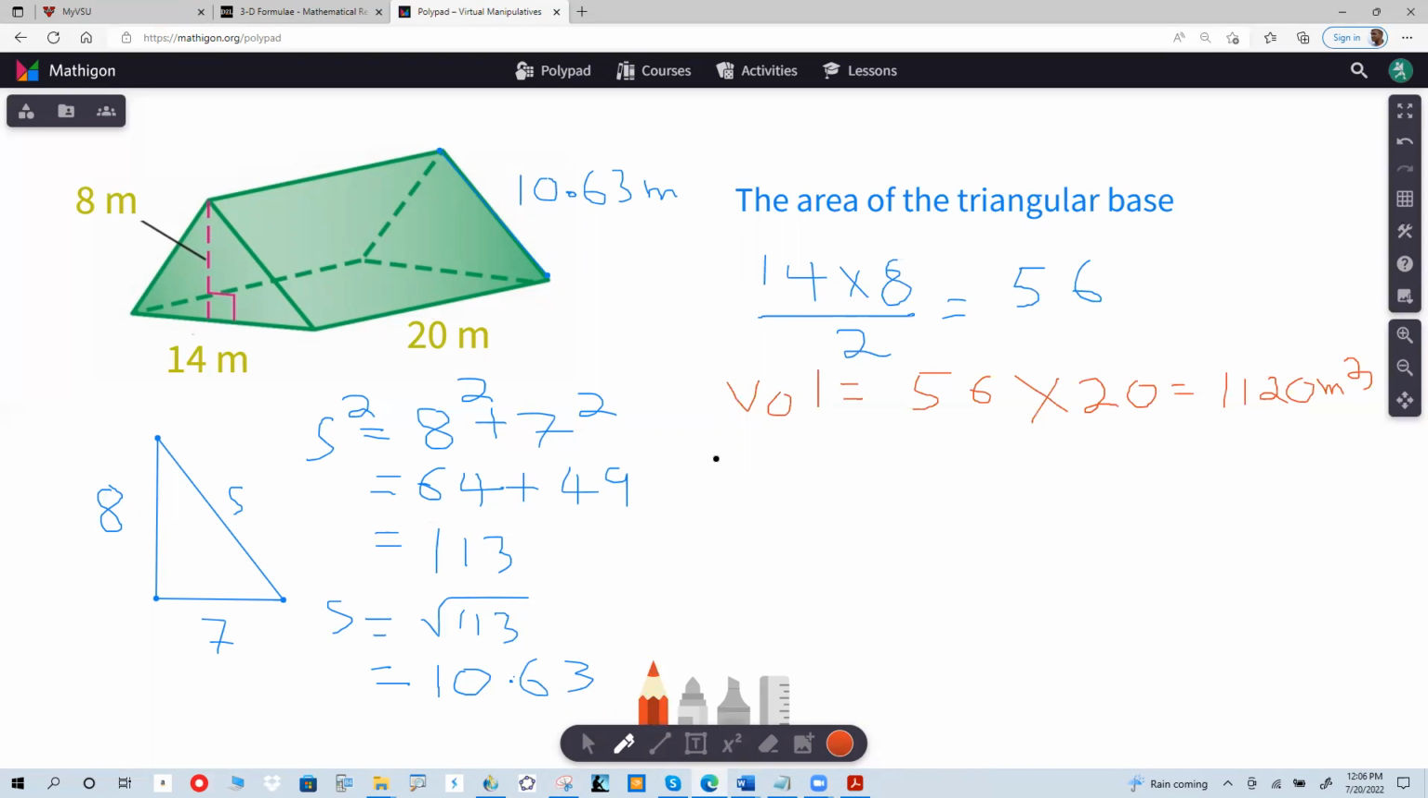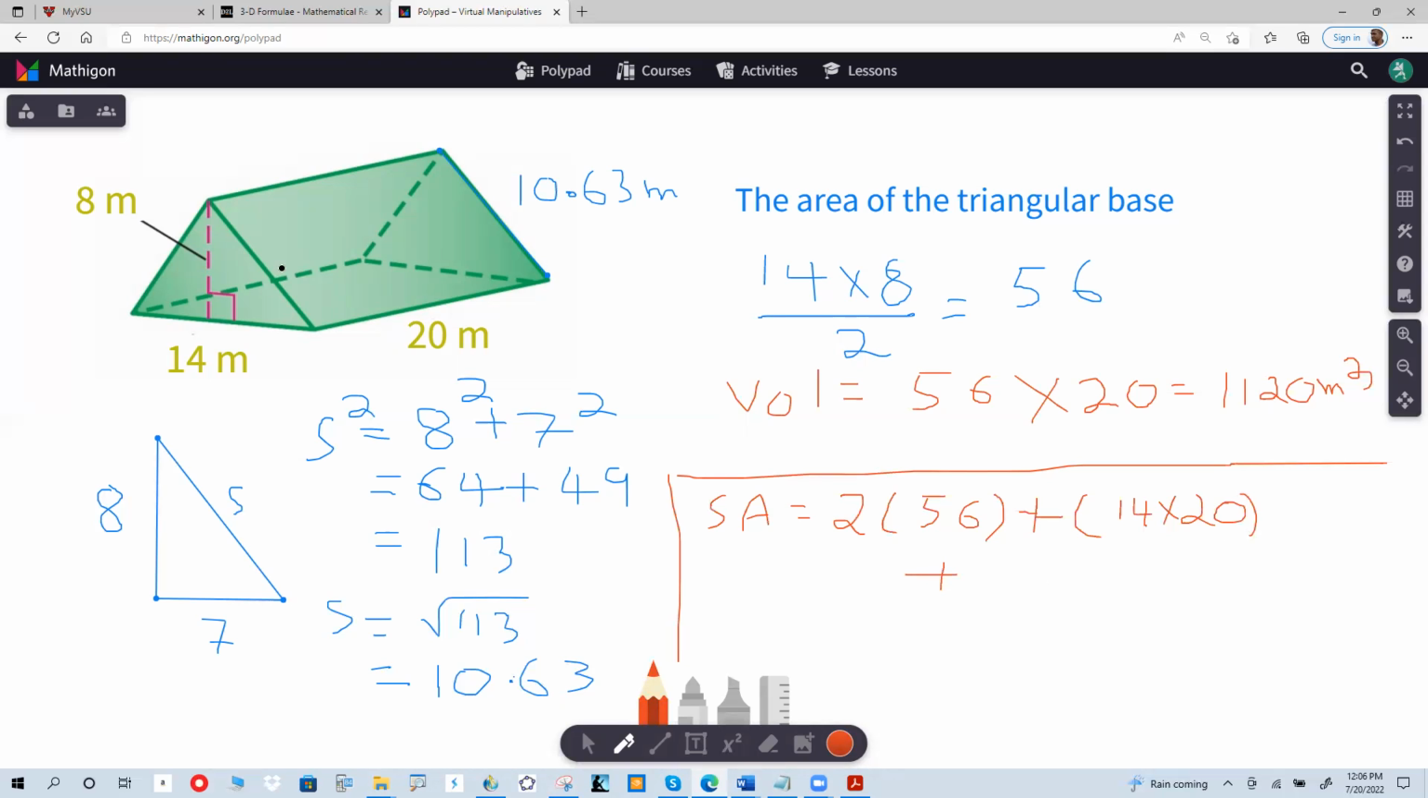Okay. Now the surface area is tricky. A lot going on. I will add the two triangles. Each is 56. I'm going to write 2 times 56. I'm going to add the bottom base, 14 times 20, and that appears only once. Then I'm going to take 10.63 times 20, and I will have to multiply it by 2 because there are 2 of them.